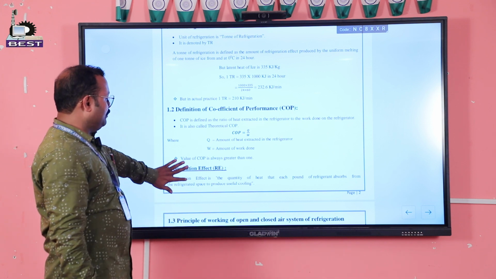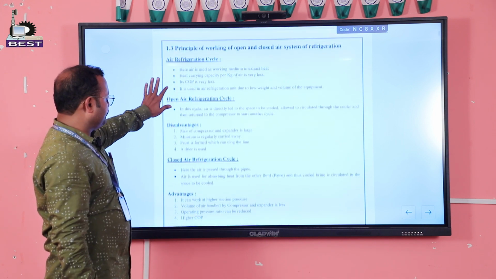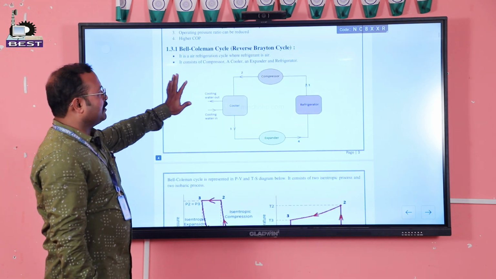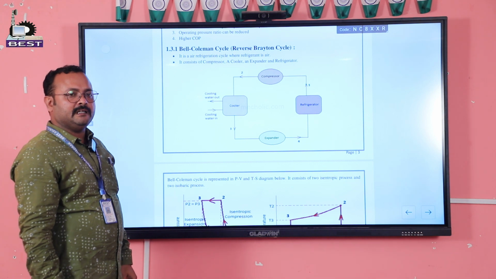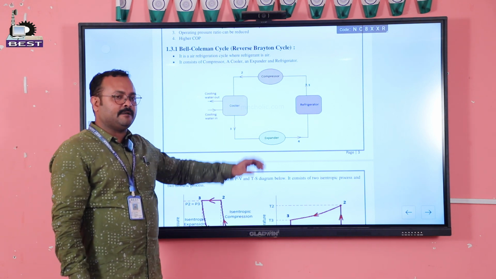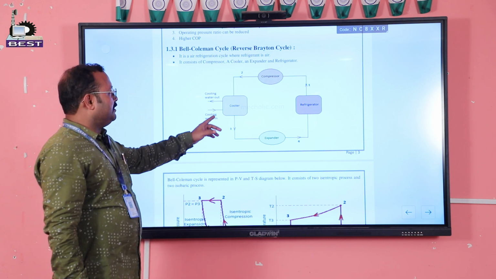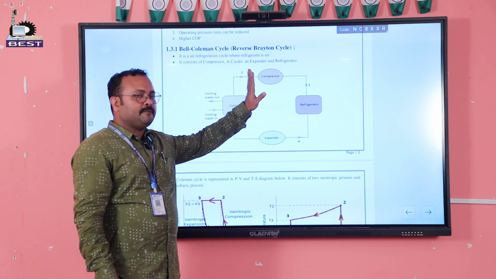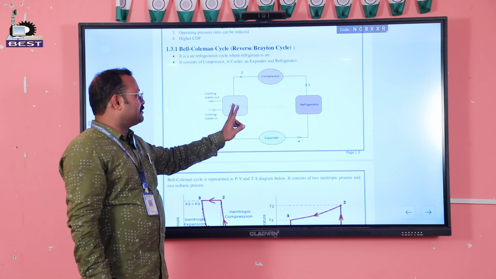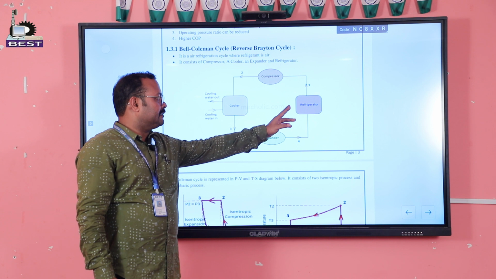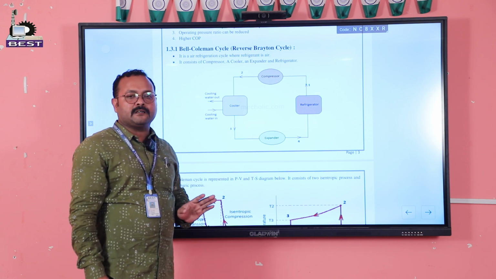Then we have to discuss about Bell-Coleman cycle. It is also known as reverse Brayton cycle. This is the line diagram of a Bell-Coleman cycle. You have to draw it. First of all, it consists of 4 components. First one is cooler, second one is compressor, third one is refrigerator, fourth one is expander.